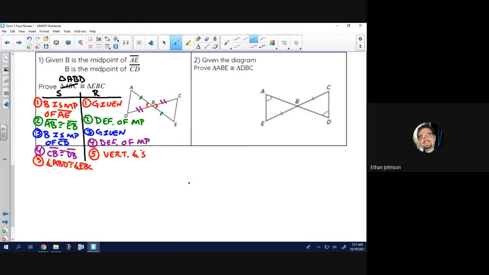We have 3 congruency statements. So I can say triangle ABD congruent with triangle EBC. Looking at my diagram, we have more sides marked congruent, so it's either side, side, side, or side, angle, side. In this case, we have an angle between our 2 sides, so it's side, angle, side.